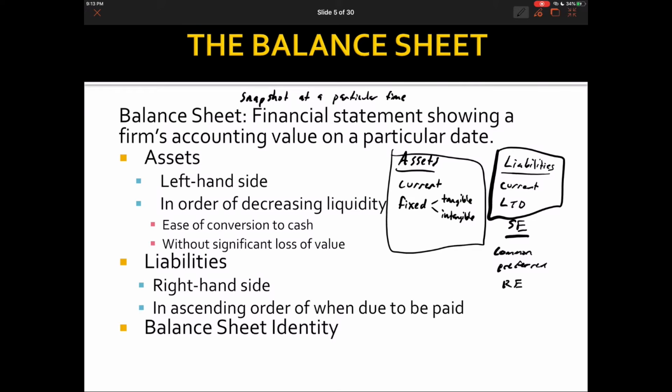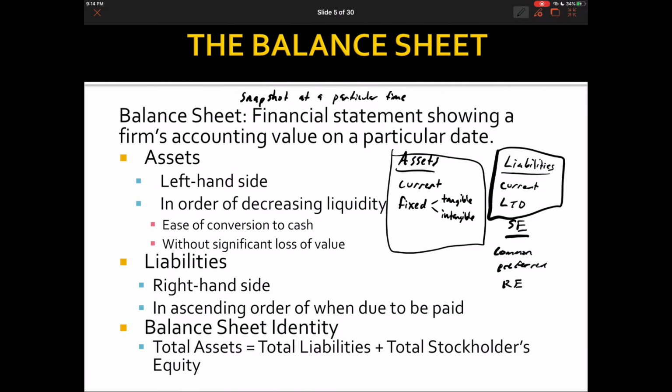When you're looking at the balance sheet, the first equation that we want to cover is what is called the balance sheet identity. An identity is something that is always true. The balance sheet must always balance. The balance sheet identity is something that always must be true. So this left-hand side, your total assets, must always equal your total liabilities plus your total stockholders' equity.